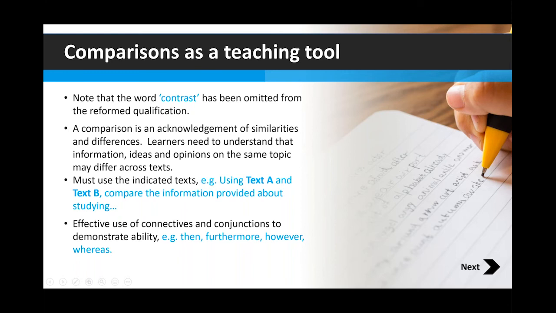We would be looking for effective use of connectives and conjunctions to demonstrate ability. Within level 1, we would expect a connective to be and, but, then, and so on. Whereas here we're looking to build on that with more sophisticated language, improving from then to furthermore, however, whereas. This will also help within writing where they're now expected to be using complex sentencing. If they're already actively using connectives and conjunctions, this will add to the sophisticated vocabulary.